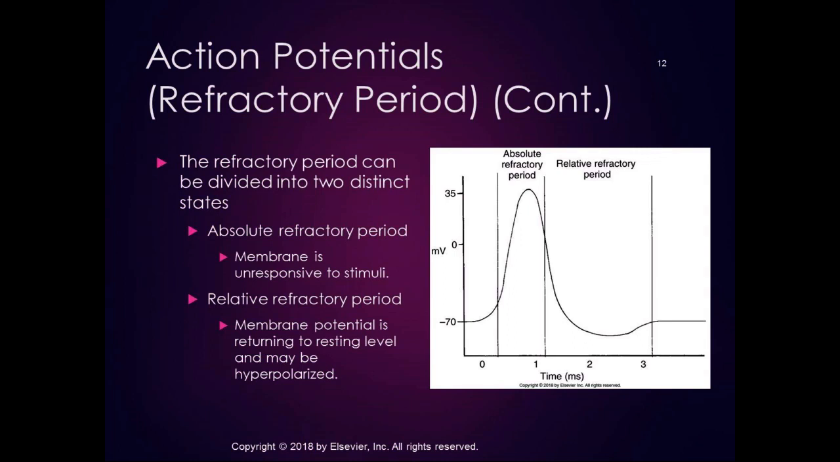So the refractory period is divided into two distinct states. The absolute refractory period is a point at which the membrane is unresponsive to any stimuli. The relative refractory period is when the membrane potential is returning to the resting level. It might be a little bit hyperpolarized, but with sufficient depolarization, you can get through that relative refractory period and generate another action potential. So during the absolute refractory period, the membrane is not responsive to stimuli.